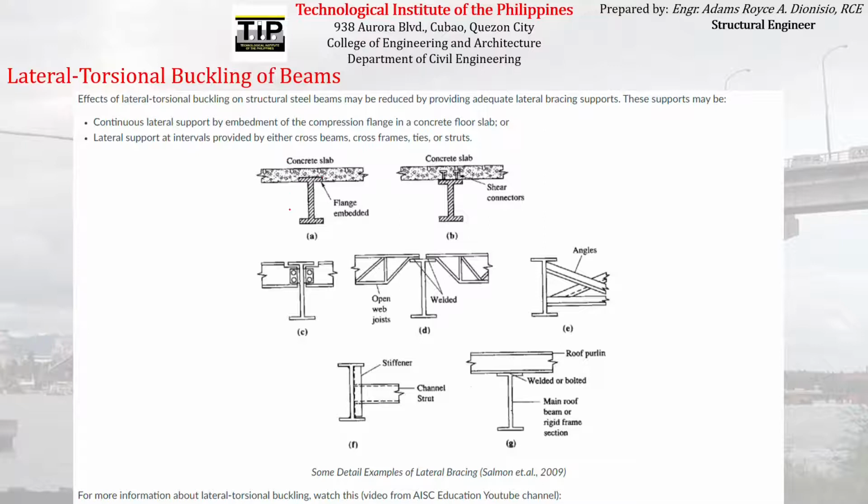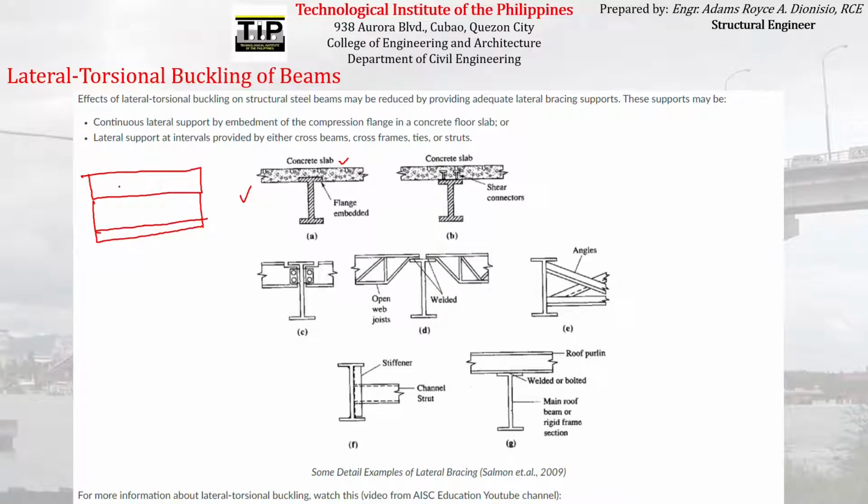So the scenario can look like this. As you can see here, the compression flange of the steel beam is actually embedded inside the concrete slab. So with that, you already provided lateral bracing on the top flange all throughout the length of the beam. Because if you try to imagine what the beam will look like on the side view or the elevation view, it will look something like this.